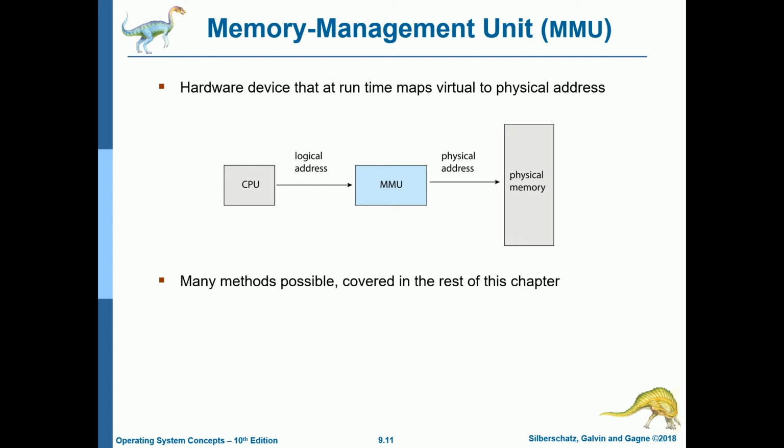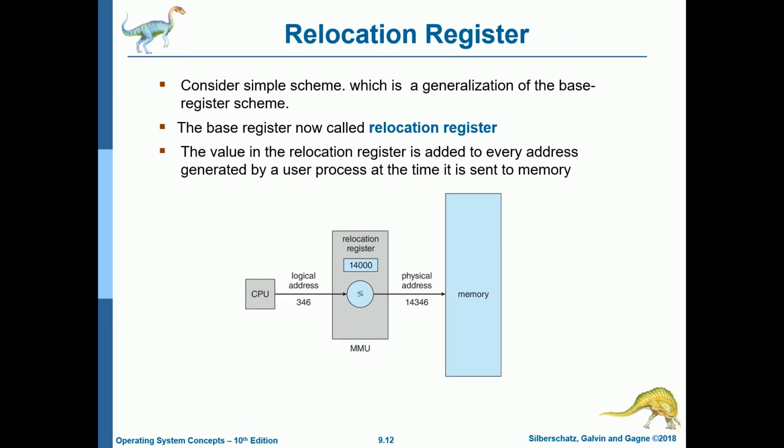We can choose from many different methods to accomplish this kind of mapping. For the time being, we illustrate this mapping with a simple MMU scheme that is a generalization of the base register scheme described previously. The base register is now going to be called a relocation register. The value in the relocation register is added to every address generated by the user process at the time the address is sent to memory. For example, if the base is set at 14,000, then an attempt made by the user to address location 0 is dynamically relocated to location 14,000.